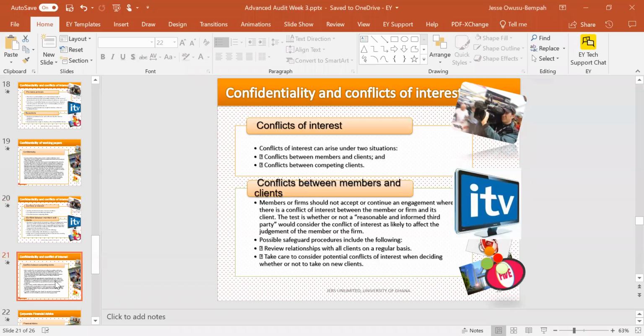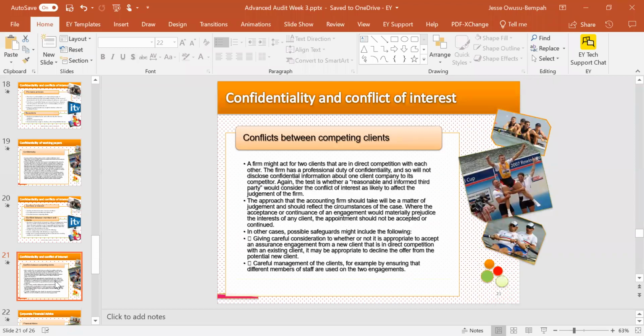There are also conflicts between competing clients. What do we mean by conflict between competing clients? There are situations where a firm might act for two clients that are in direct competition with each other. Let's take Vodafone and MTN. Let's say PwC is auditing both of them. Of course, they are competing clients, right?